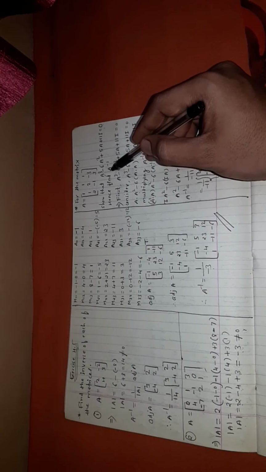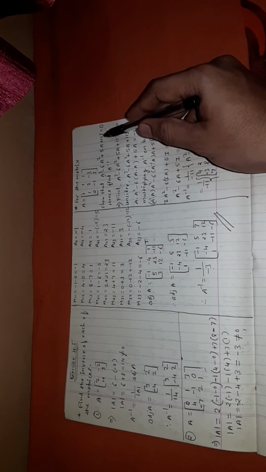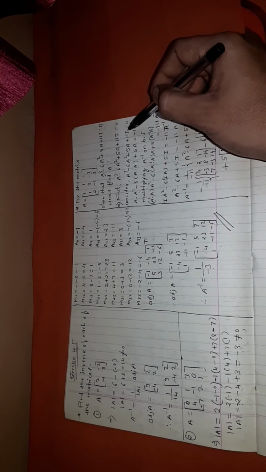I will show you the second part, how to find A inverse with the help of this equation. So first we have to consider this equation. A cube minus 6A square plus 5A plus 11I is equal to 0. Now this A cube, how can we write? A into A square, minus 6 as it is, how can we write A square? A into A, plus 5 as it is, this A also as it is.